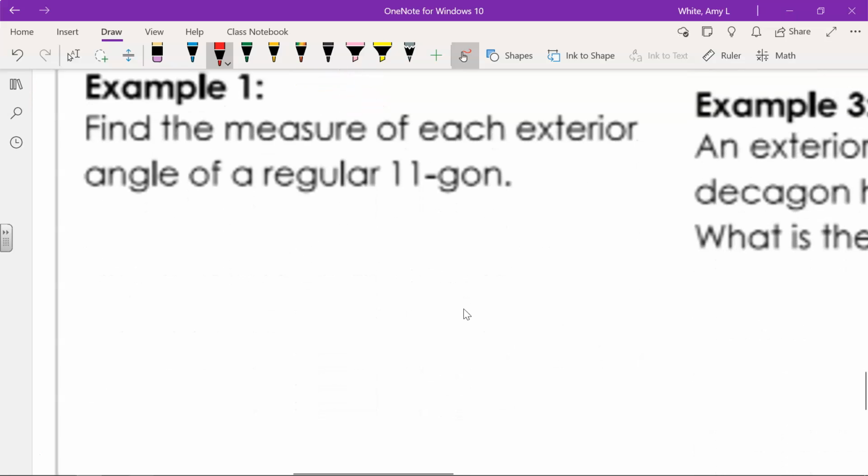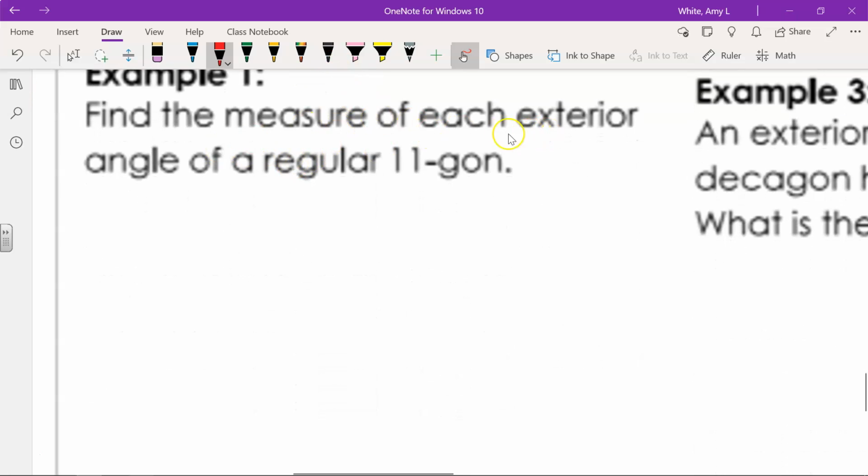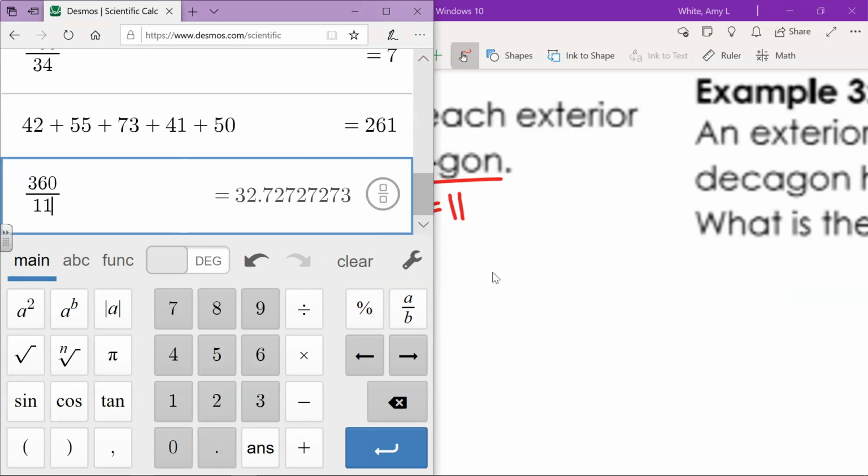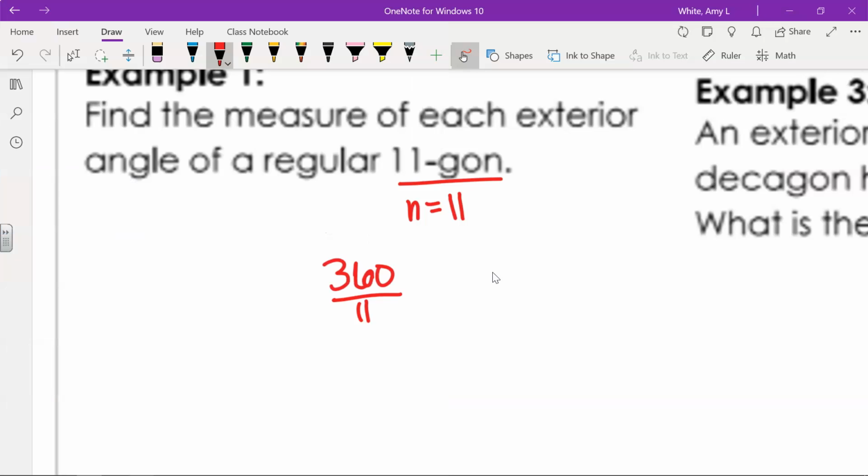To use this in the problem, they ask us to find the measure of each exterior angle of a regular 11-gon. So I know that n equals 11. To calculate each exterior angle, I'm going to do 360 divided by 11. And if I use my calculator, 360 divided by 11, that's going to be about 32.73 degrees.